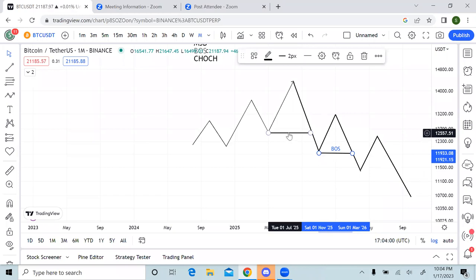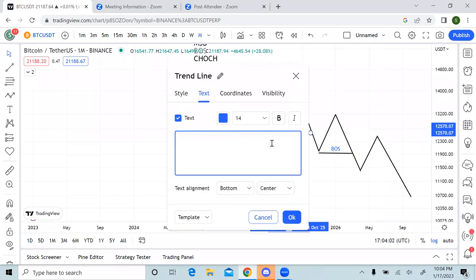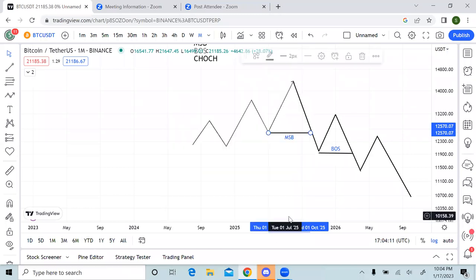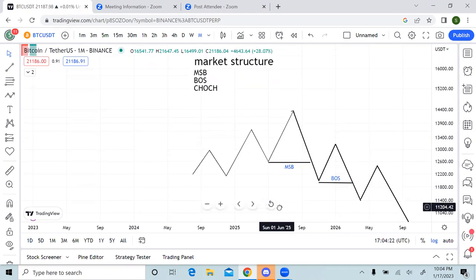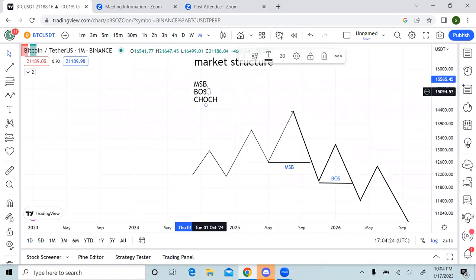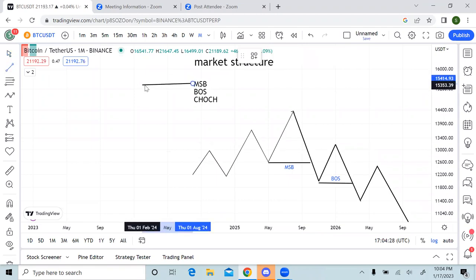But what we will call this level now, I always use one word: internal structure break. This is our MSB. Internal structure means that on a lower time frame, market structure is broken and internal structure is broken here, so price will be shifted again towards the opposite direction. Don't confuse these two words. MSB here is used for lower levels, like internal structure break.